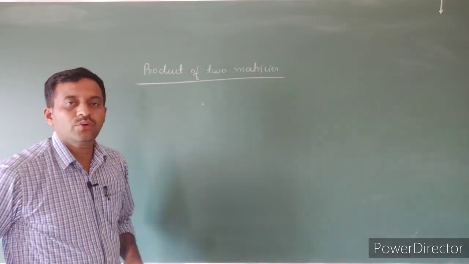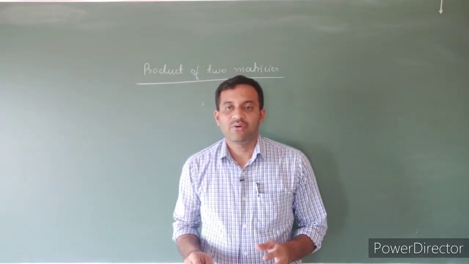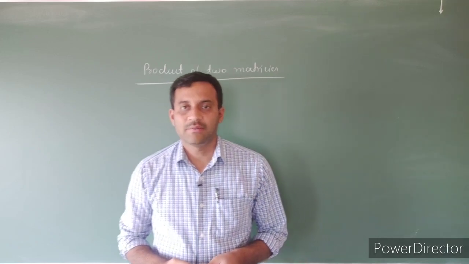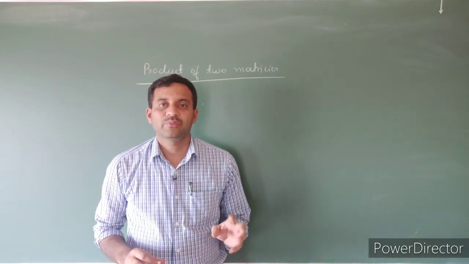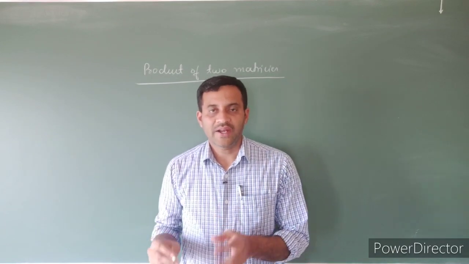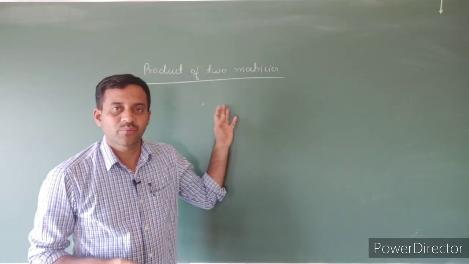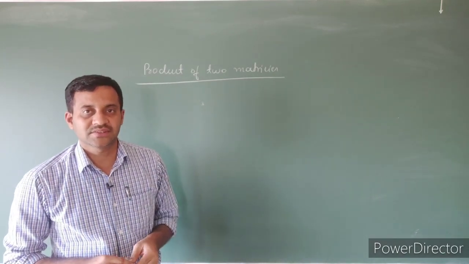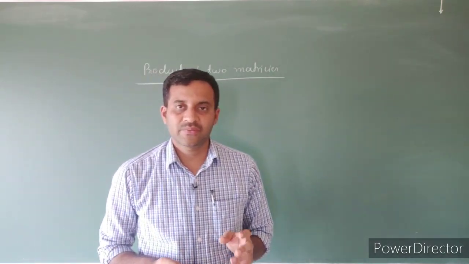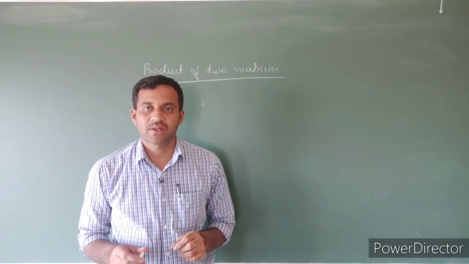Product of two matrices. In the last session, we discussed how to add two matrix elements, then how to find a transpose of a matrix, then how to find the row sum and column sum. So here the problem statement is the product of two matrices. To perform a product of two matrices, the two matrices must be compatible.